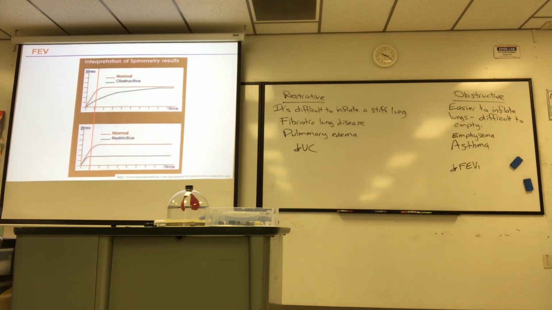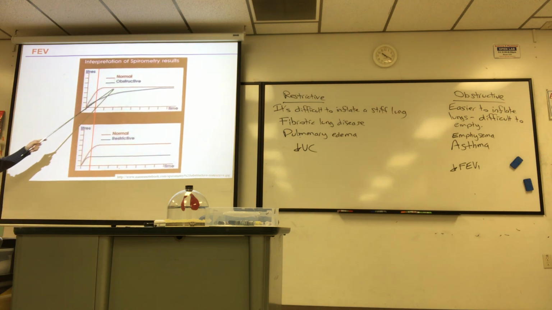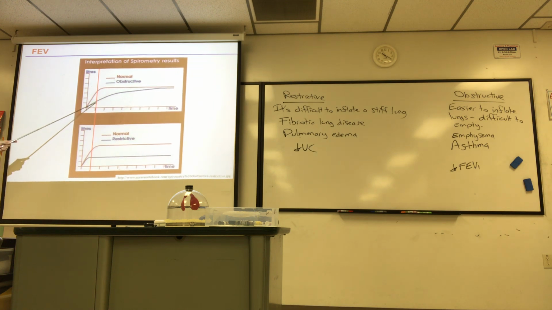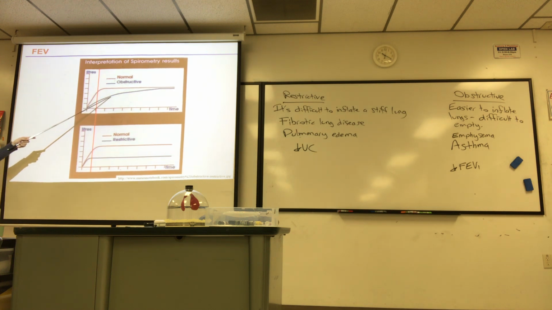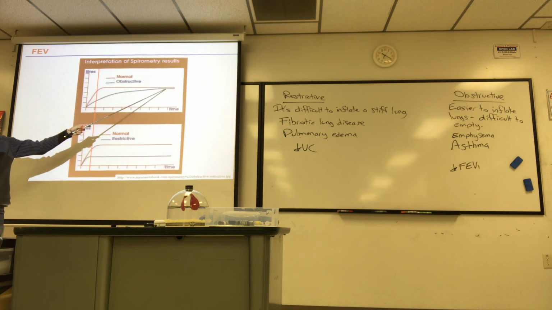Now, the vital capacity for a normal person is this top value. And look at obstruction. For the first second, you can barely push anything out. You're supposed to be able to push 80% out, but you don't. But if you just keep on wheezing the air out, eventually your VC will be normal.